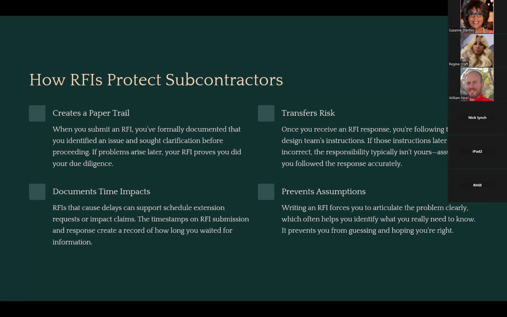It also documents time impacts. So if you get to a point where you're installing and you reach something that is unclear in the contract documents and you cannot proceed until you have an answer to this, that's an important thing to not only document, but also say that in the RFI when you submit it to the general contractor to say, hey, I can't proceed. I can't go to the next step. My crews are at a standstill until we get a clarification on this inconsistency in the drawings.